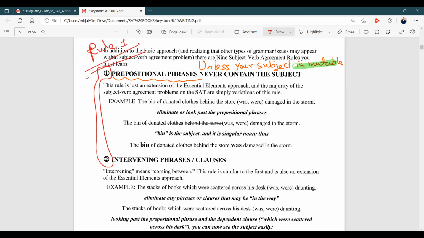Got it, or not yet? Yes, got it. Okay. All right. So don't look at the prepositional phrases or intervening phrases; before, we used to call them distractors. Okay. All right.